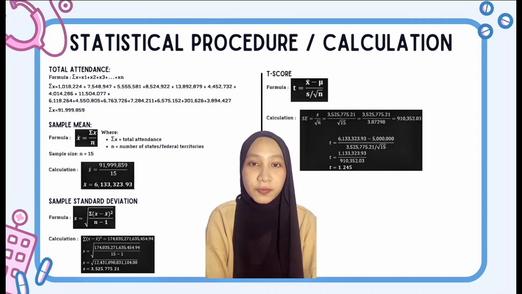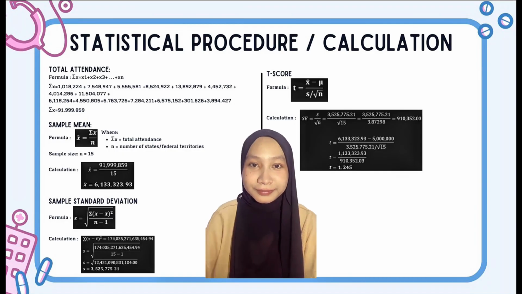Next, the t-test formula was used to calculate the t-score. The calculated t-score was 1.245, while the critical t-value was 1.761. This comparison between the calculated t-score and the critical value is the key step in determining whether the null hypothesis should be rejected or not.